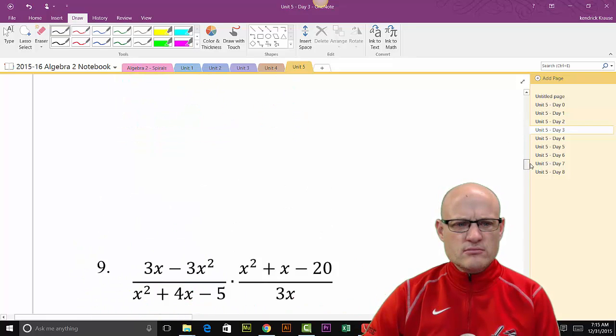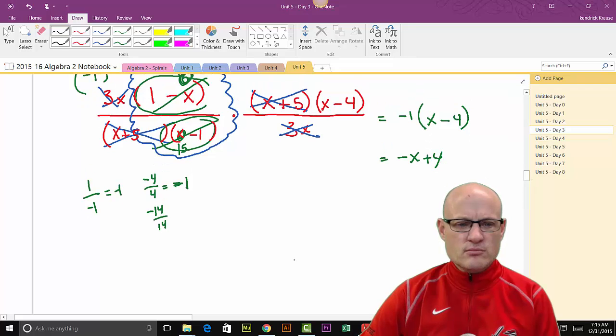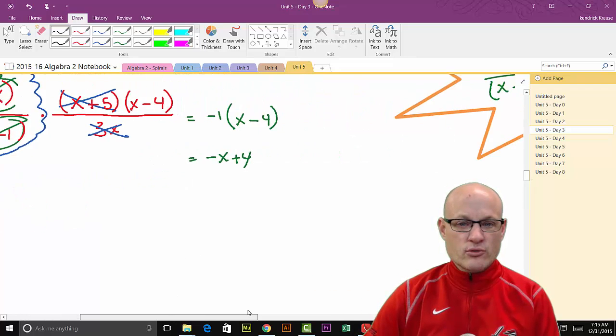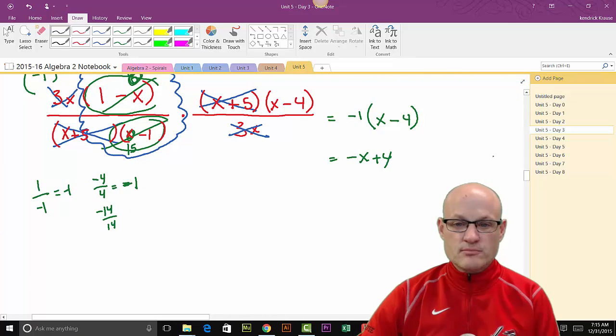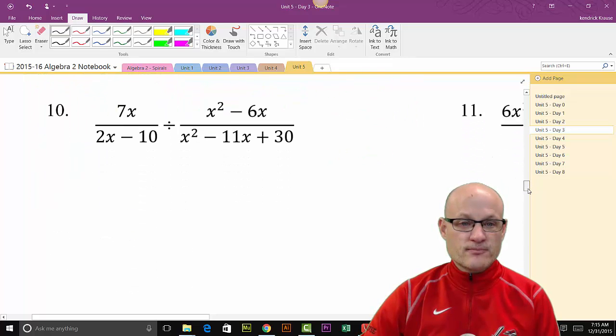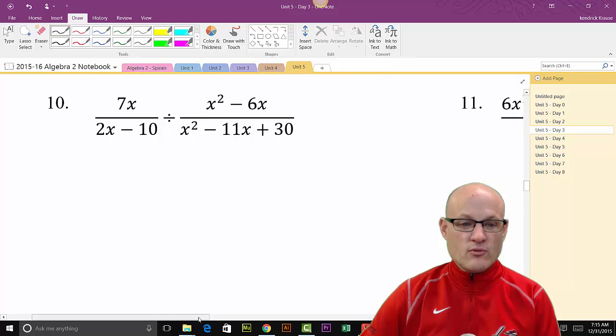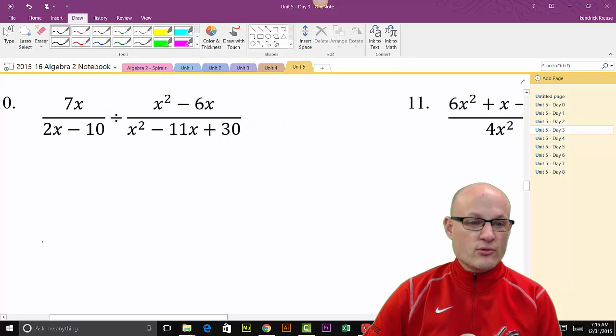Let's go, 9 we did. Oh, I think 10's over here somewhere. Nope. 10 must be below. There it is. So hopefully. So let's just do this.